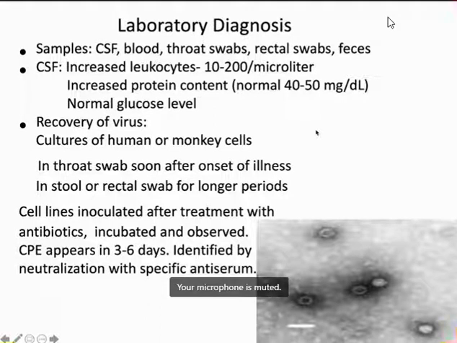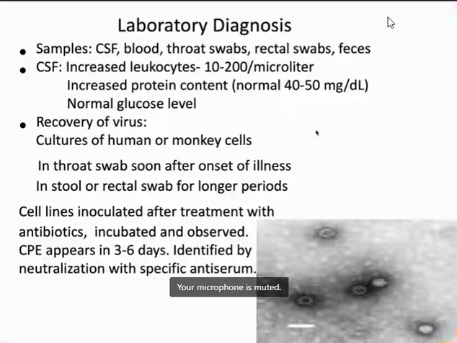In cell culture, you can see the cytopathic effect if we can manage the culture system. Culture can be done in monkey kidney cell lines or human cell lines. That is the cell culture, that is the recovery of the virus.